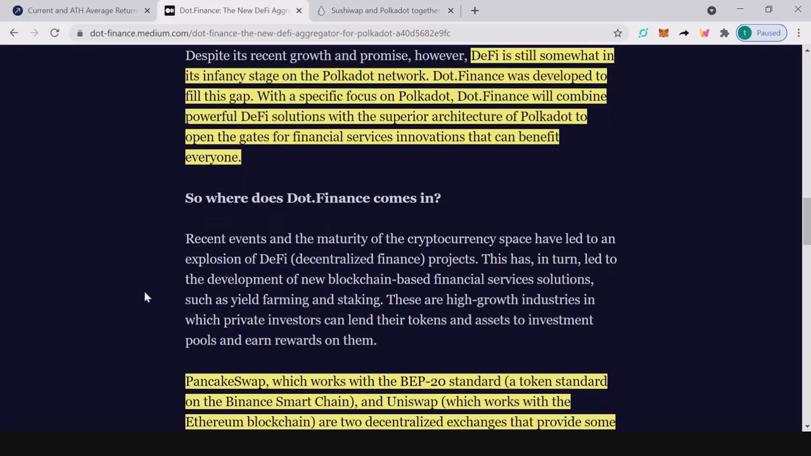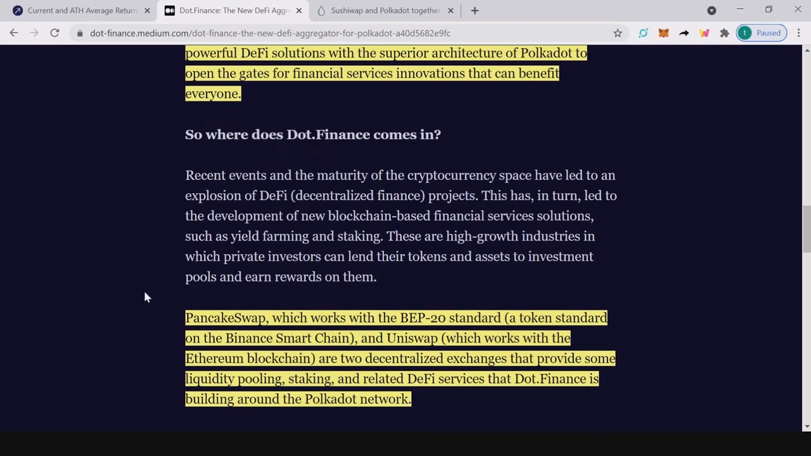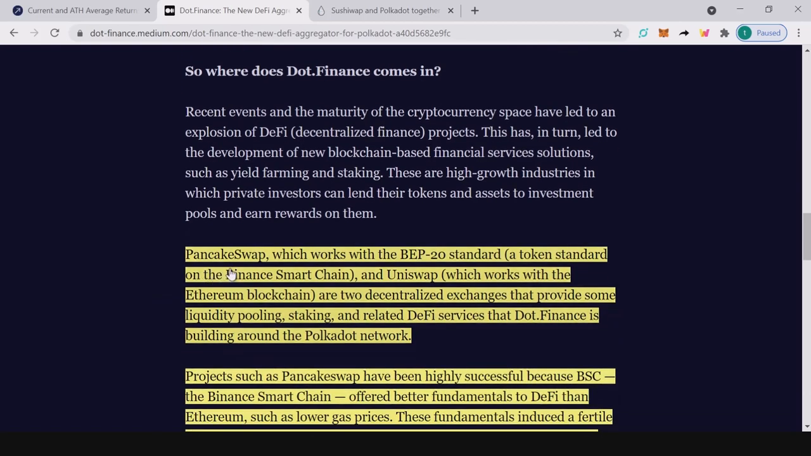So Dot Finance wants to be something like PancakeSwap. PancakeSwap, as you know, works with the BEP20 standard, a token standard on the Binance Smart Chain, and Uniswap, are two decentralized exchanges that provide liquidity pooling, staking, and related DeFi services that Dot Finance is building around the Polkadot network.